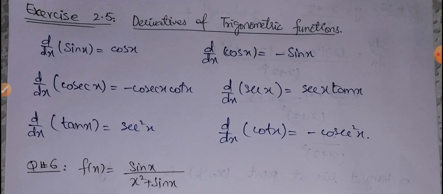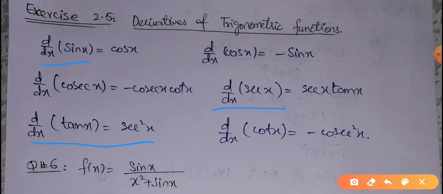These derivatives are derived by definition and using trigonometric identities, but we are not going to deal with how these are derived; we are just going to use these derivatives. For example, the derivative of sin x is cos x, the derivative of secant x is secant x tan x, and the derivative of tan x is secant square x.